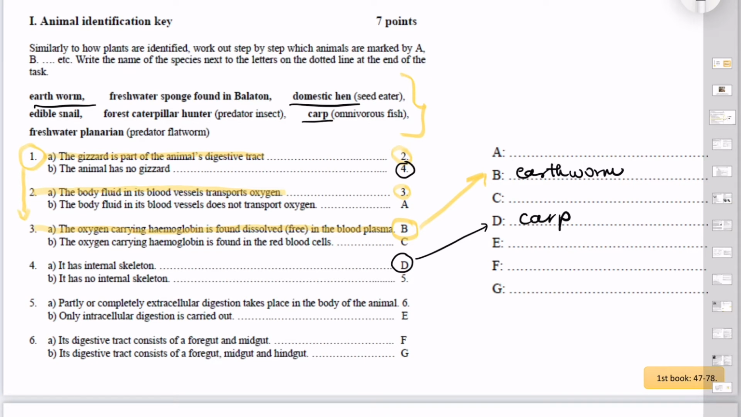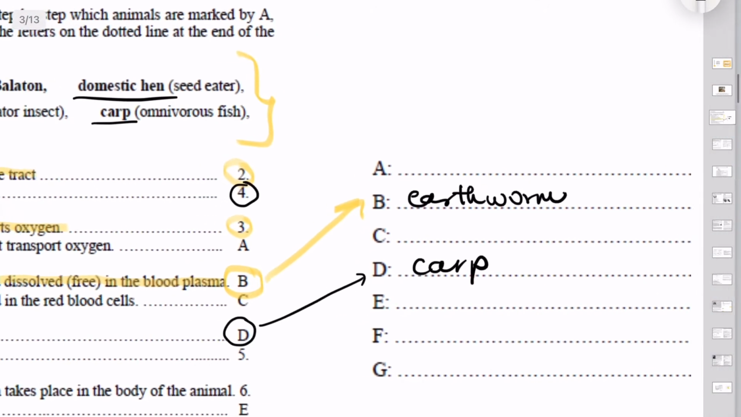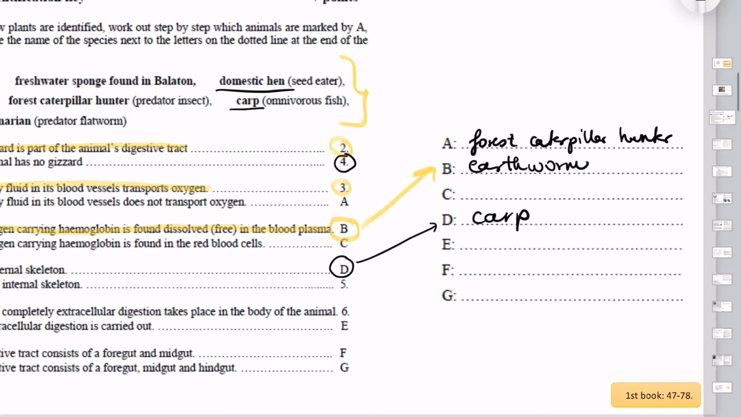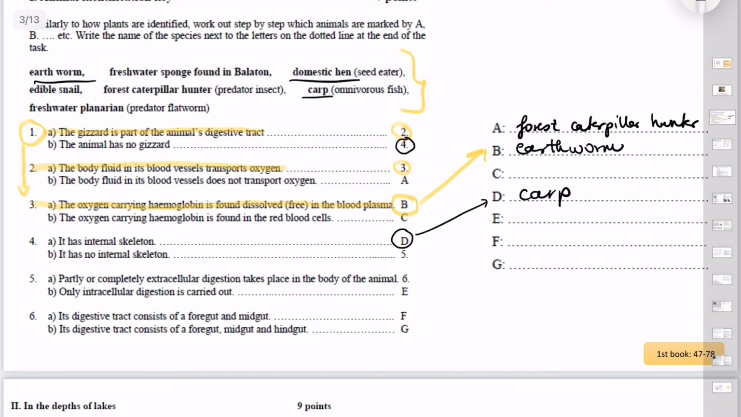Moving on with the third animal, 2B, the body fluid in its blood vessels does not transport oxygen. That's an easy one. It is going to be the forest caterpillar, hunter. Okay, 3B, the oxygen-carrying hemoglobin is found in the red blood cells. Domestic hen will come next to letter C.